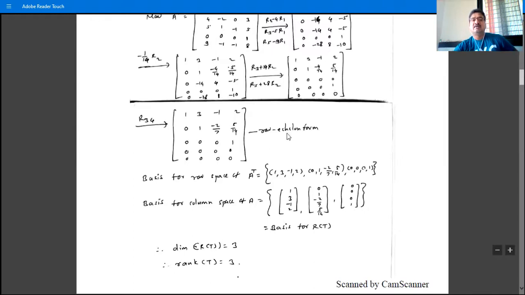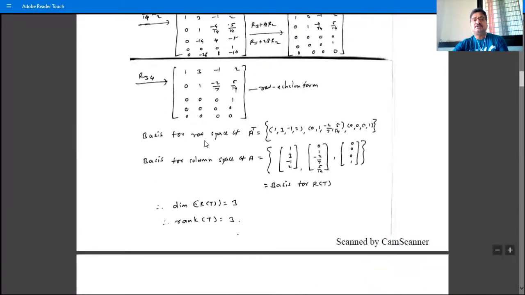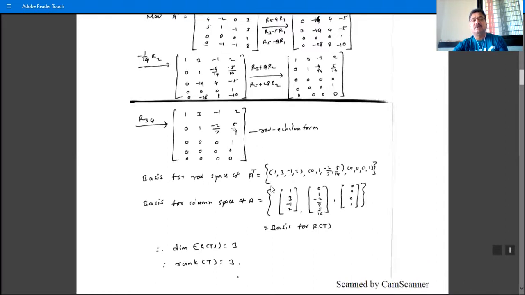We have this row echelon form of the matrix A transpose, and therefore the basis for the row space of A transpose. What is the basis for the row space of any matrix? It is the set of non-zero rows in its echelon form. So write the first non-zero row as the first vector, the second non-zero row as the second vector, and the third non-zero row as the third vector, 0 0 1. So there are 3 non-zero rows. So form the three vectors of this basis from these 3 non-zero rows, and this is the basis for the row space of A transpose.